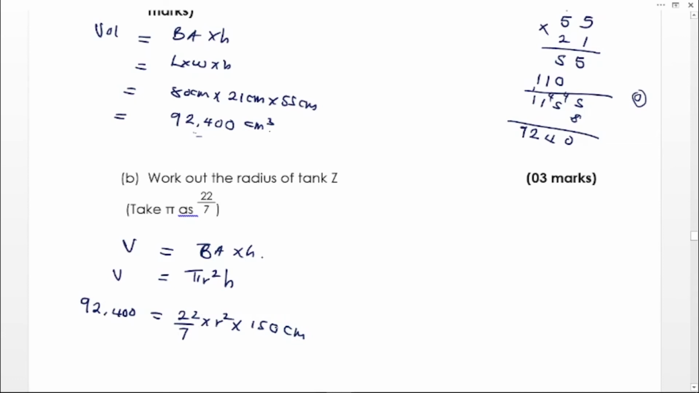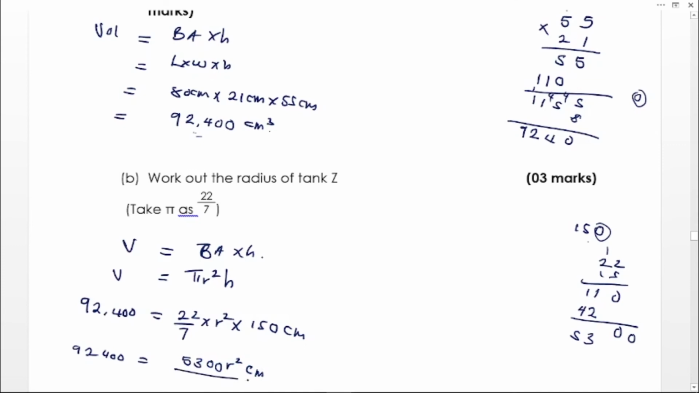Now, this 7 cannot divide this one. So what we are going to do is multiply all the numerators. So that is 150 by 22. We keep our 0 first here. This is 10, I put here 10, it is 11, it is a 2 and a 4. Now this is 0, 3 and a 5. I add on my 0. Then here I'm going to have 92400 is equal to 3300 r squared centimeters over 7, times 7.